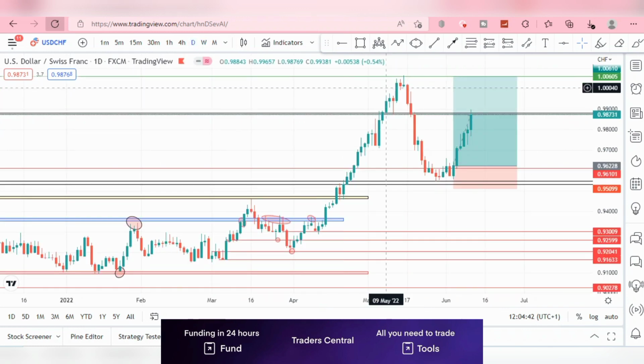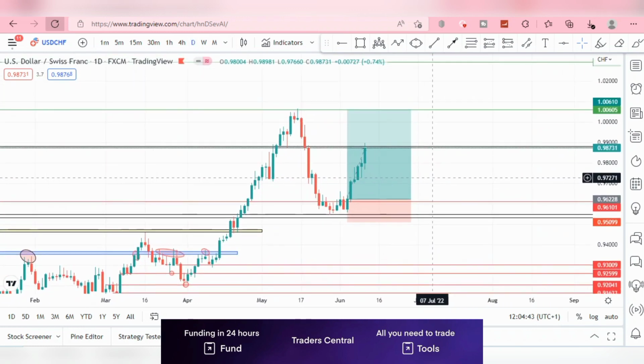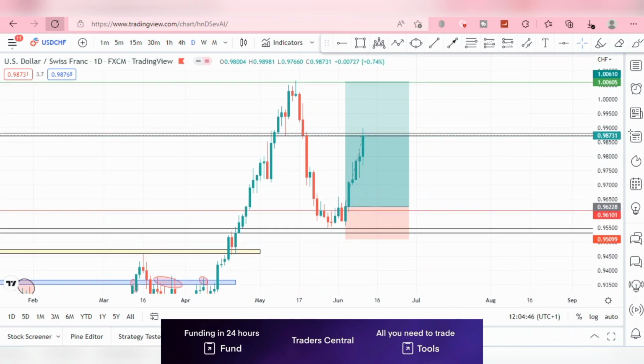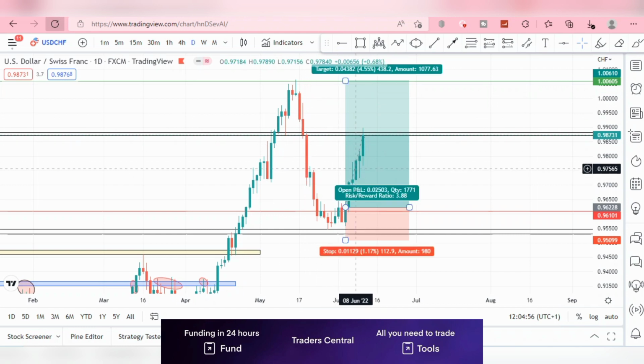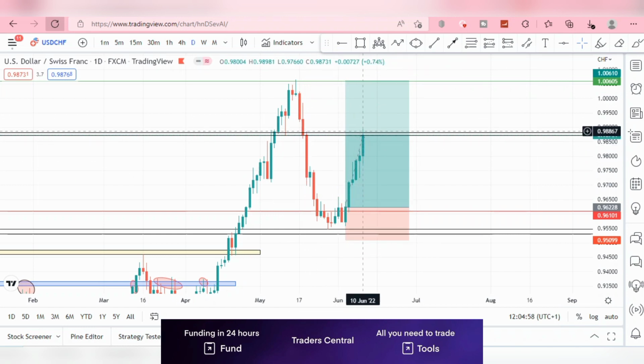If we move to our daily time frame, we can see that this is the area that we're looking to see how price reacts here. You can see it's been tested here, broken, came back then to retest that area, then rejected off it, and price broke through it again, and now price has come to that area.